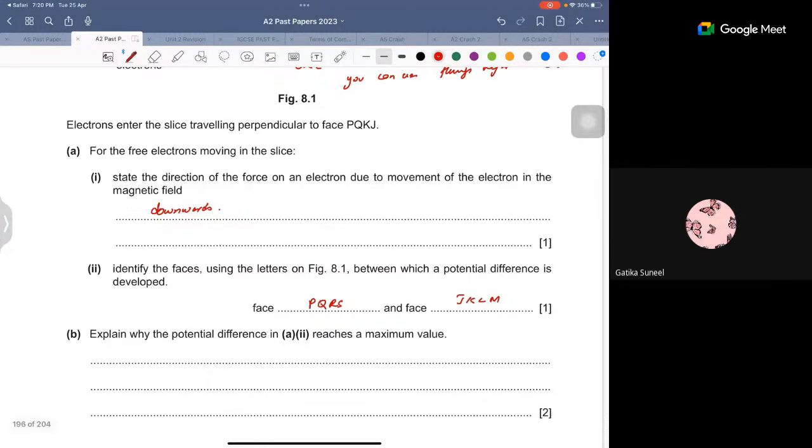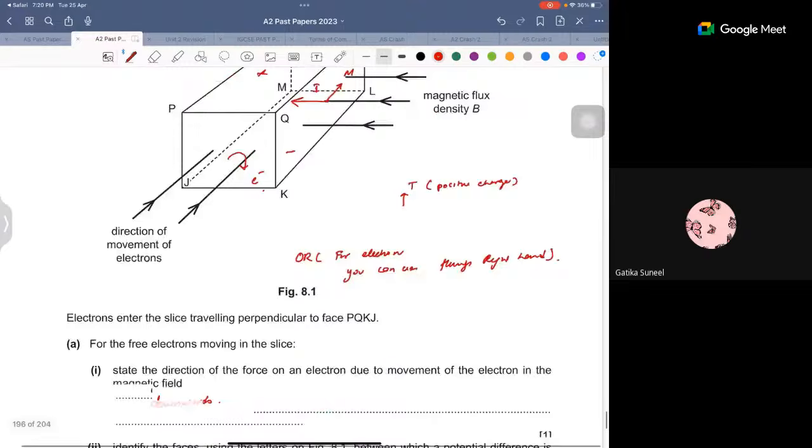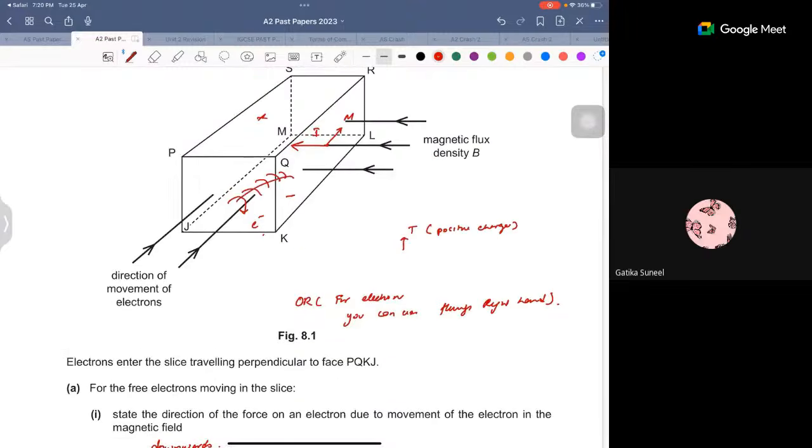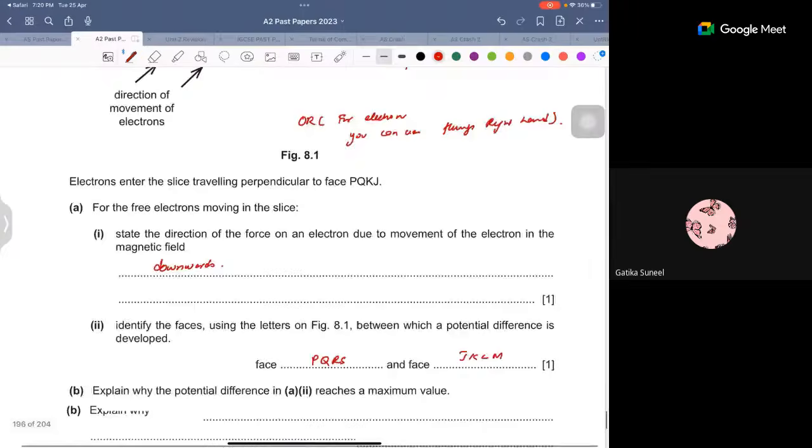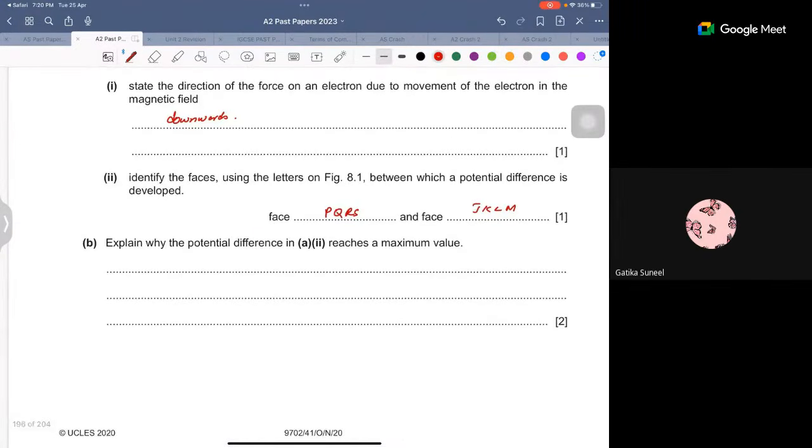Explain why the potential difference reaches a maximum value. Obviously, as electrons keep on going down and keep on depositing on the other side, a relatively positive charge develops on the other side. At one point, the magnetic force and electric force will be equal, and that's when electrons cannot deposit anymore, and you will have a steady value. So we're going to write: as electrons are deposited on JKLM phase, PQRS becomes more and more relatively positive.